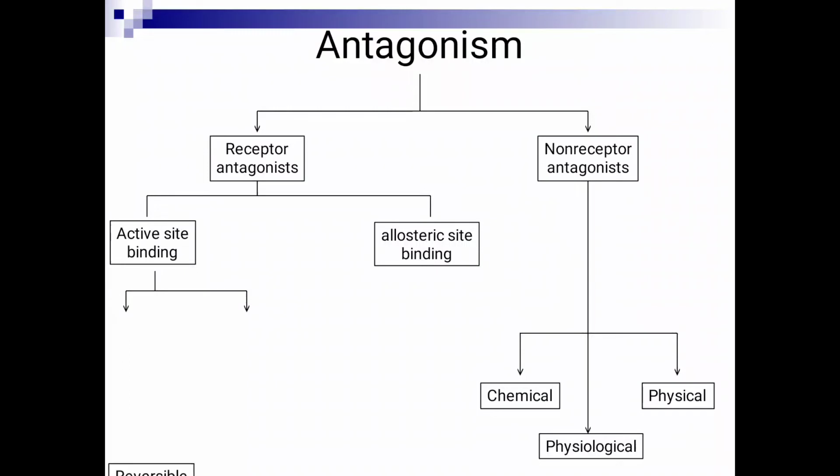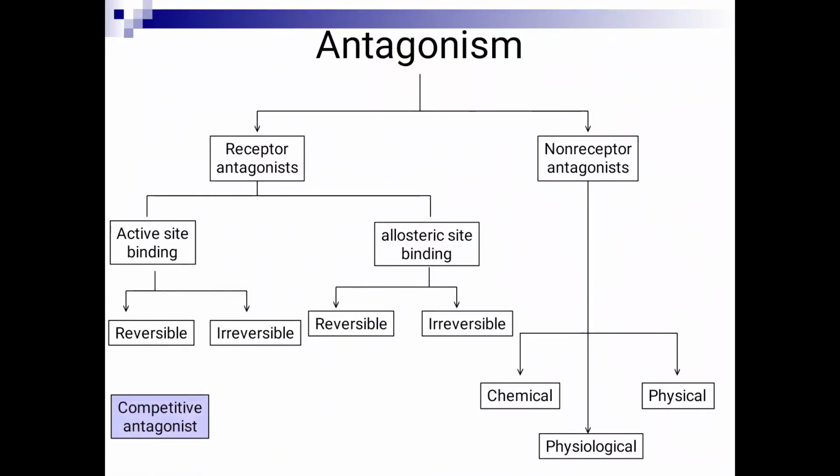In active binding site, reversible and irreversible. In allosteric site, it can be reversible and irreversible. Mainly competitive antagonist is through reversible and it is mainly active binding site. Non-competitive can bind active binding के allosteric site and it is mainly irreversible.